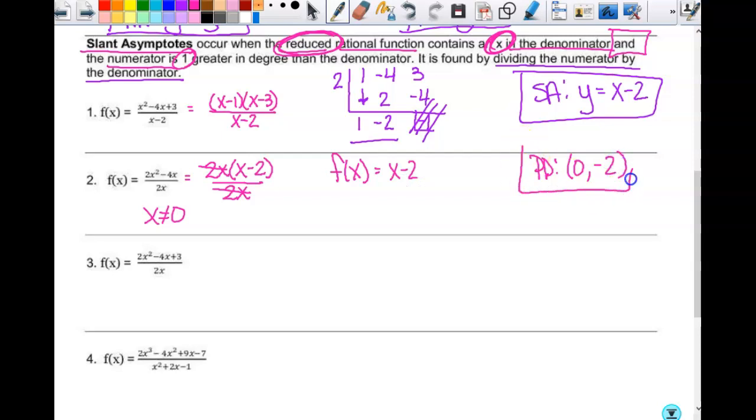Okay? So now, am I going to have a slant asymptote? No, because that's my reduced rational function. It contains an x in the denominator. Got no x in the denominator, right? So it reduced, and my slant asymptote is going to be none. Yes, if it's more than 1 degree greater, then it just doesn't have an asymptote.